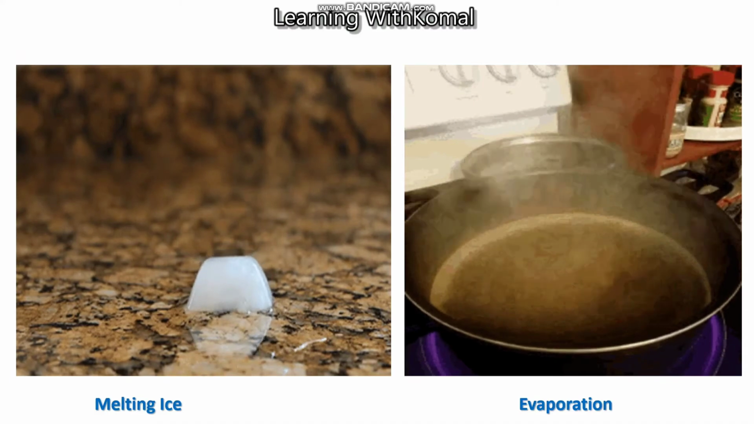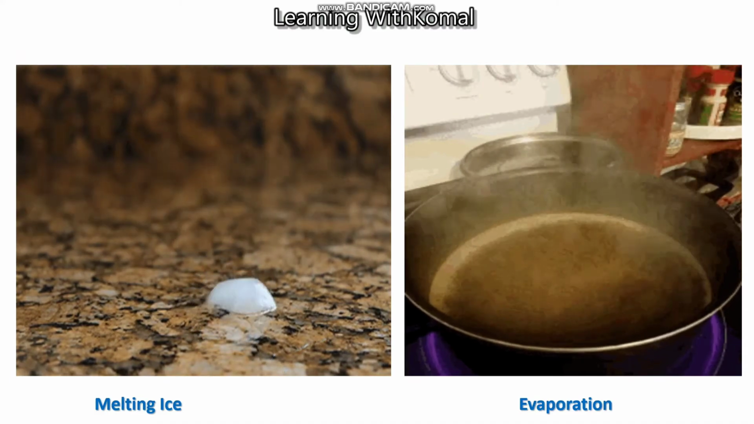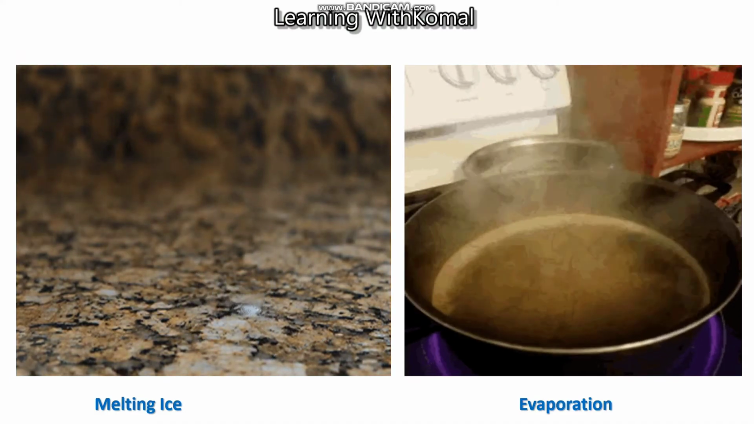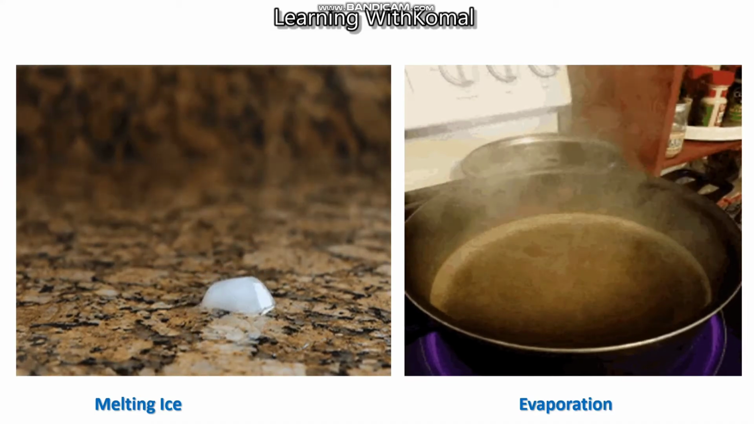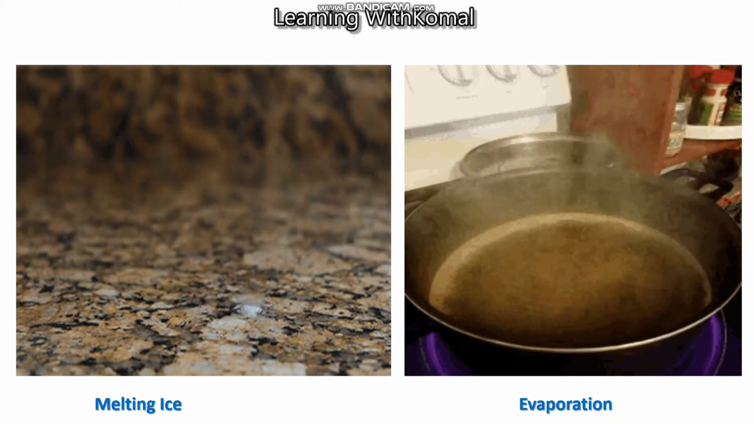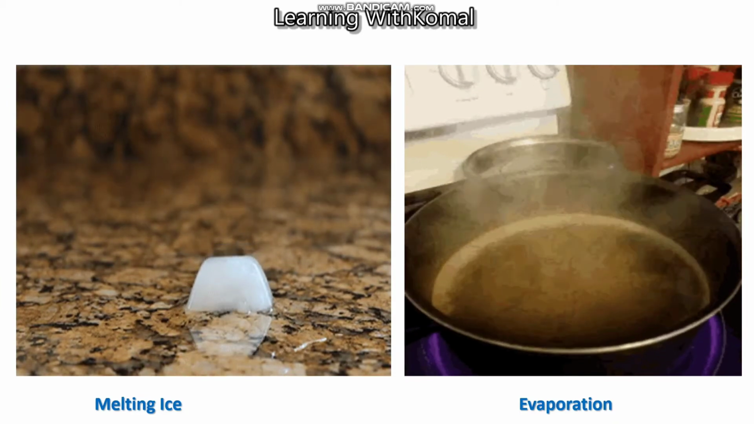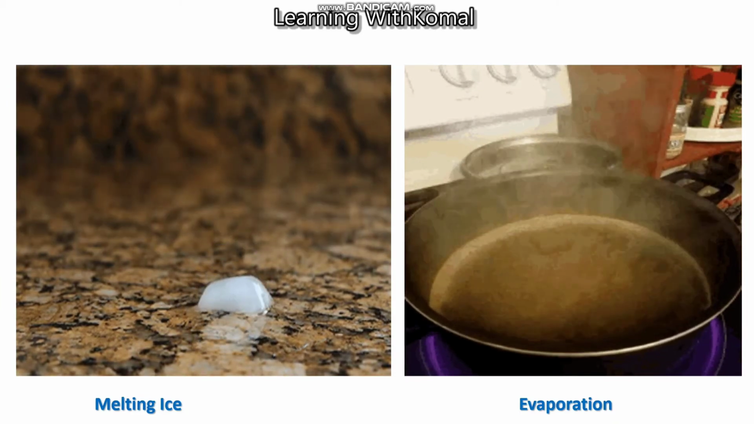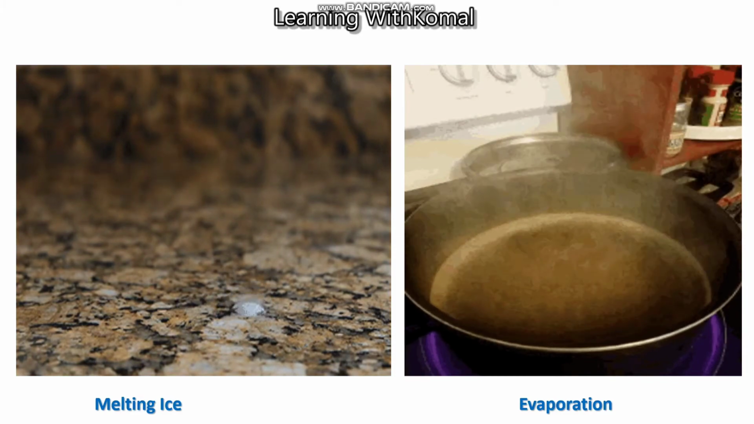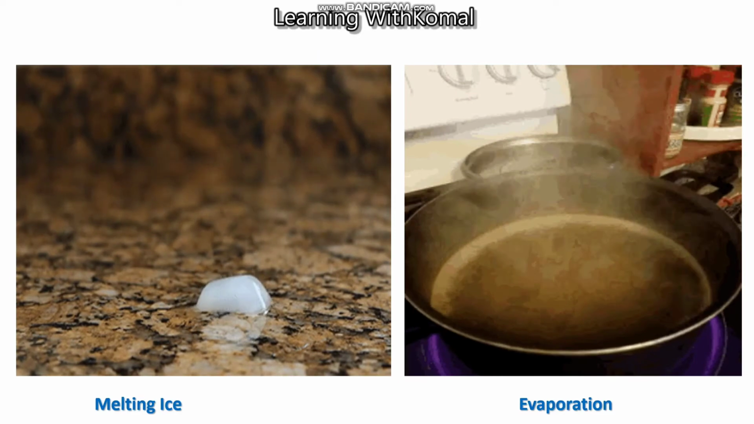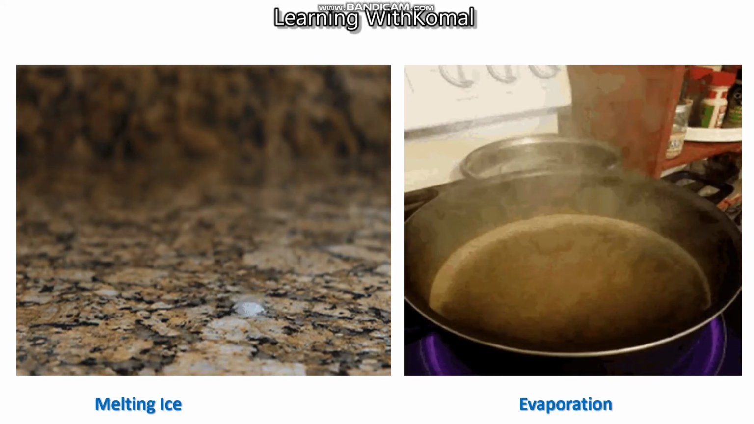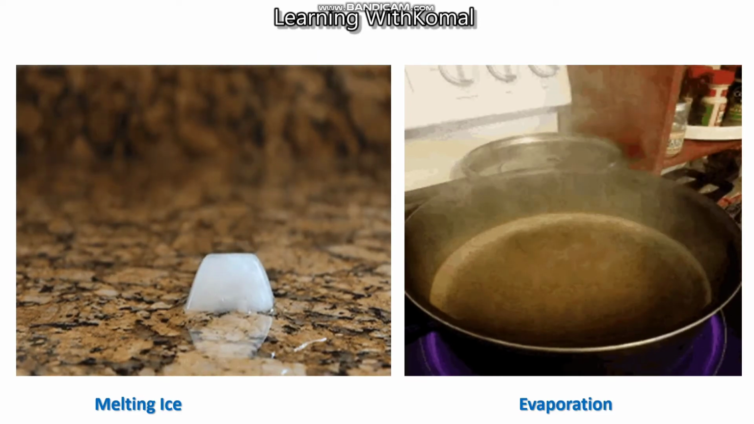This is the live example of melting ice and evaporation. You can see how solid is melting and ice converts into liquid. This process is known as melting, and this is done by the heating process. Same thing happens with the liquid. When it is being heated, then vapor comes out, and the process is known as evaporation.